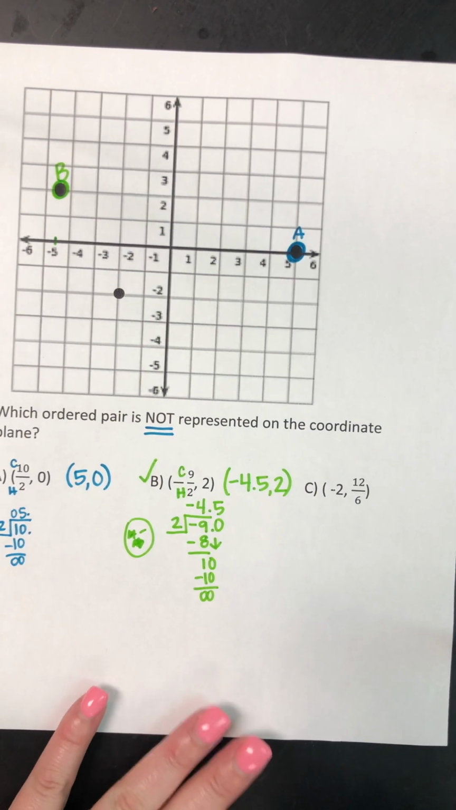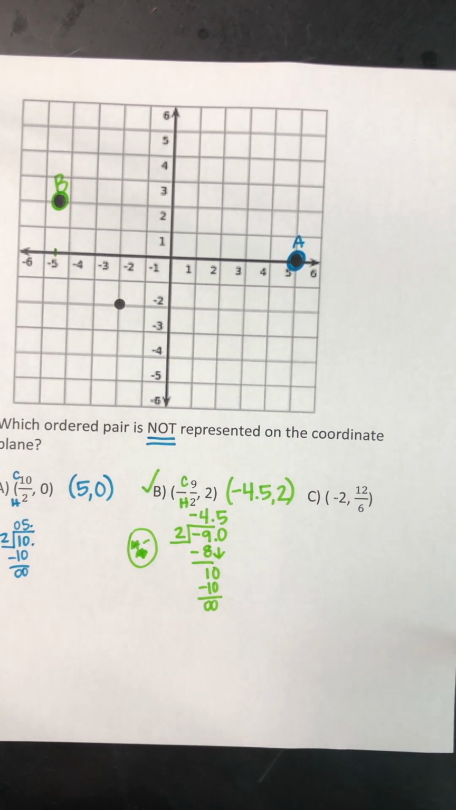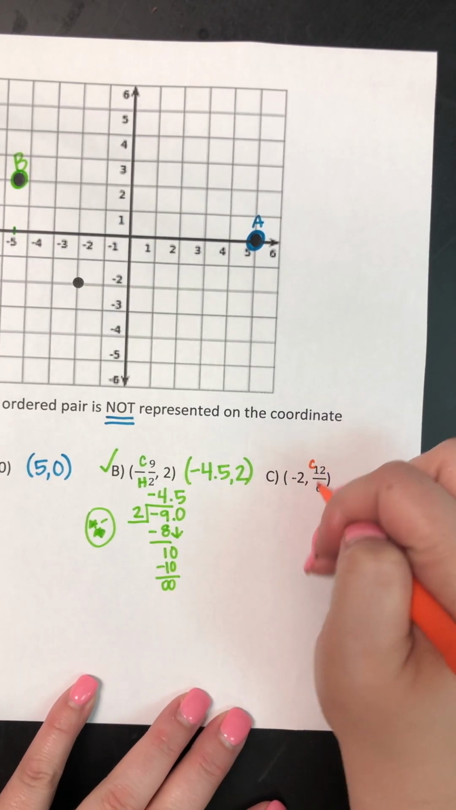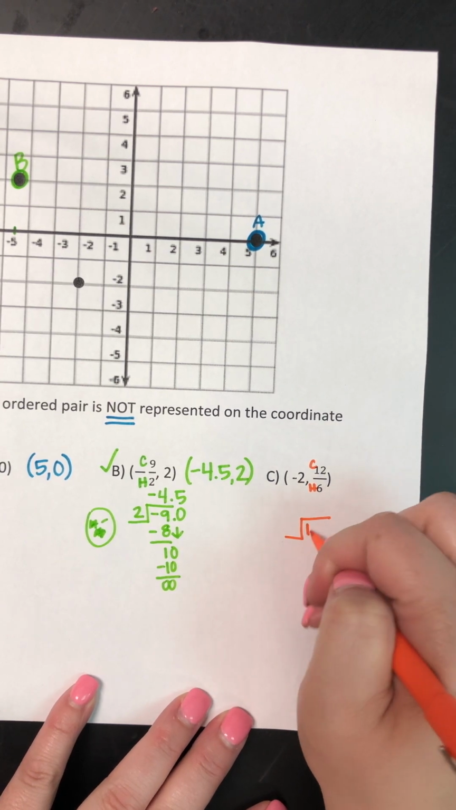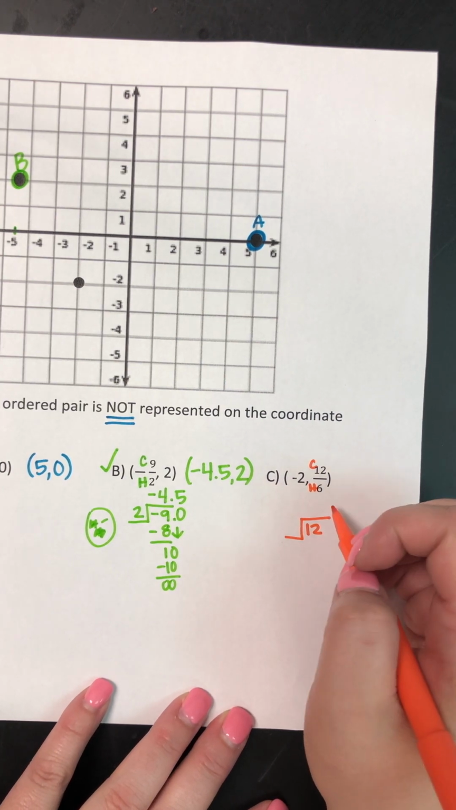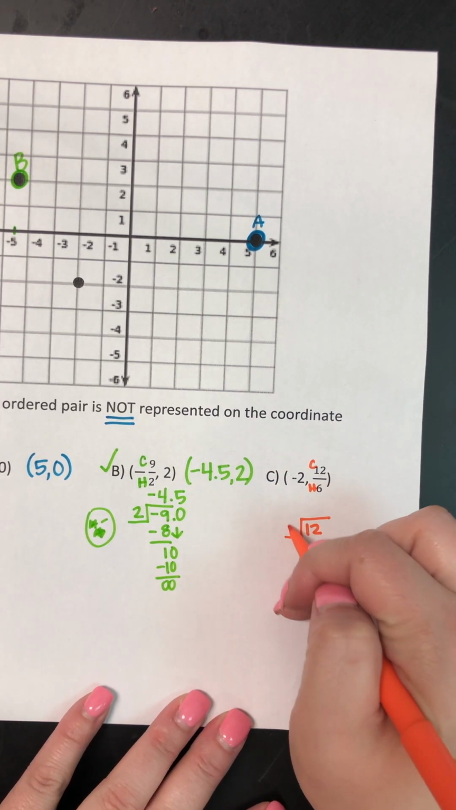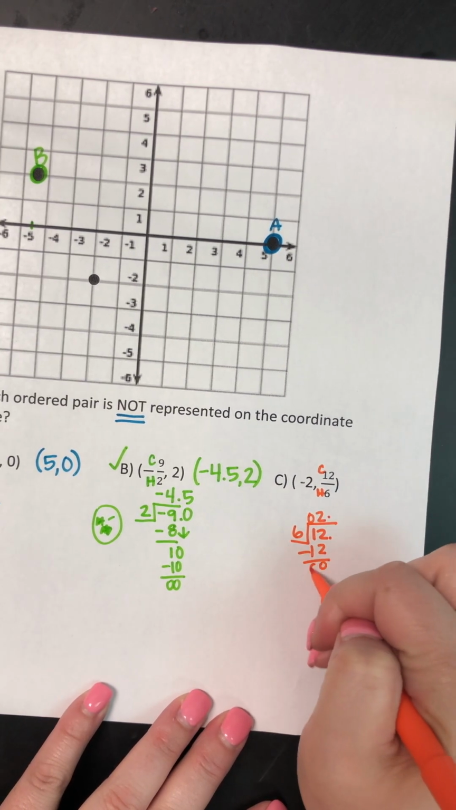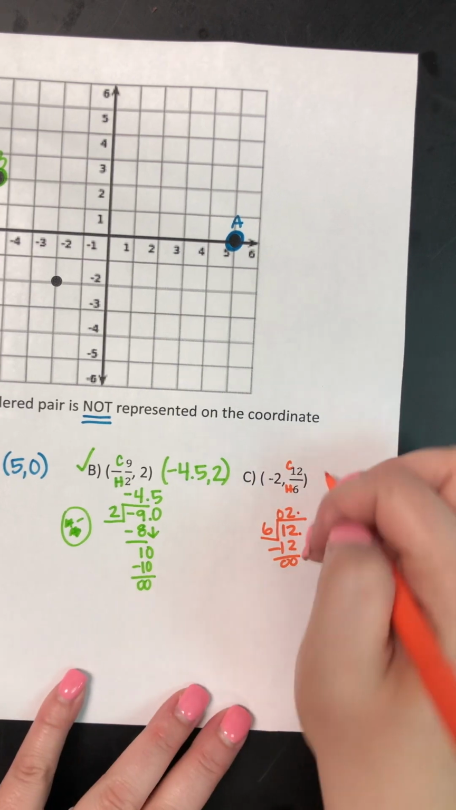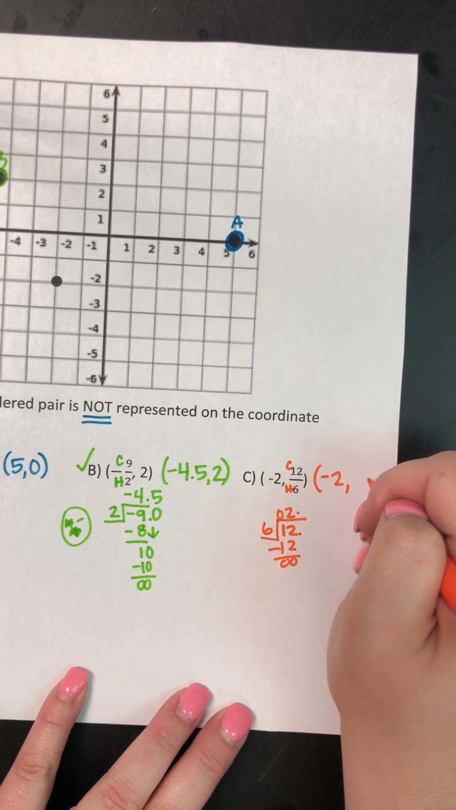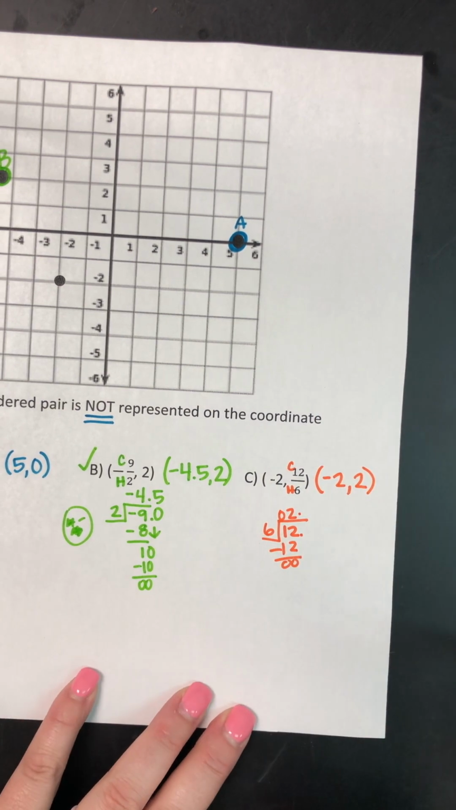So C is probably going to be my right answer, but we should check it just to make sure we didn't make a silly mistake. So again, I have my improper fraction. First thing I need to do, label and divide. So we have 12 divided by 6, which is going to be 2. I zero out, I reach my decimal. So this point will be -2, and then my improper fraction turned into +2.